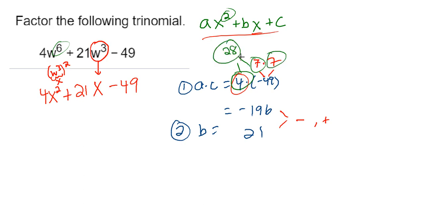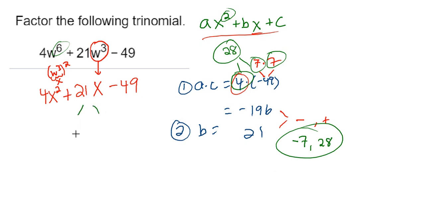28 and 7 do subtract to give me 21. So I think these are the two numbers we're looking for. We want it to add to positive 21, so I want the 7 to be negative and the 28 to be positive. So those will multiply together to give me negative 196, and those will add together to give me 21. So those are the two numbers I'm looking for.